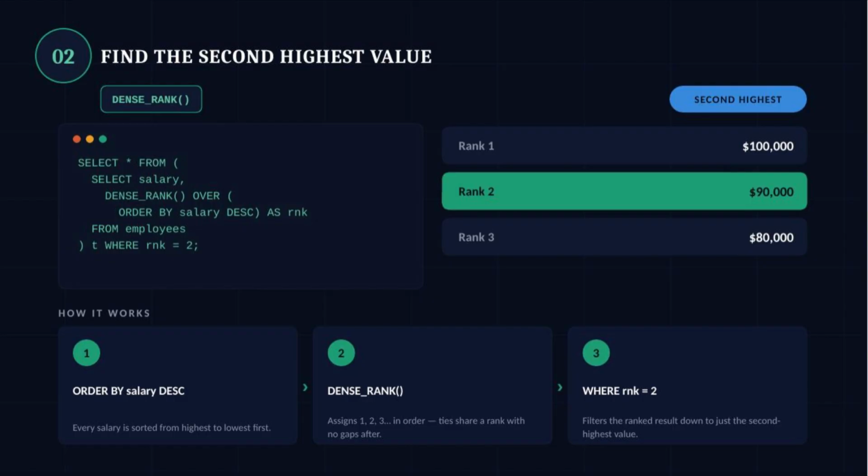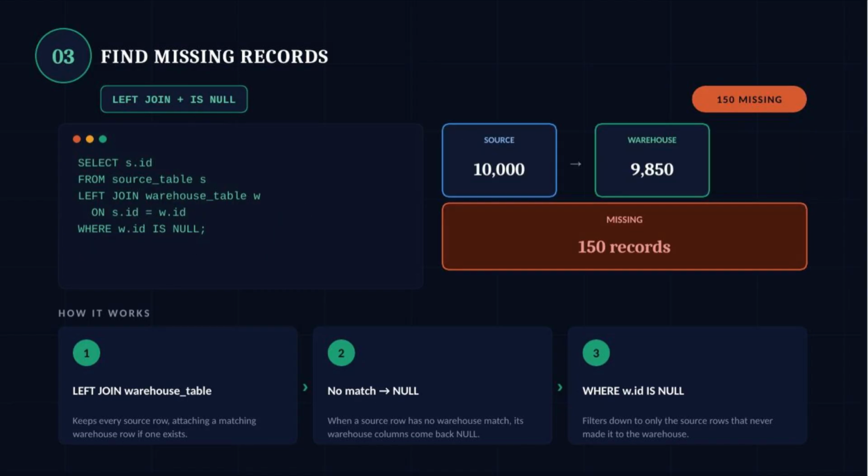Step 3. Where rnk equals 2. Once every row has a rank, we simply filter down to the row or rows ranked second. In our example, rank 1 is $100,000, rank 2 is $90,000, that's our answer, and rank 3 is $80,000. Notice this approach works even if there are ties for first place, which is exactly where a naive max-based approach would fail.